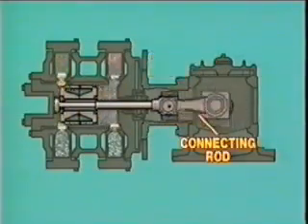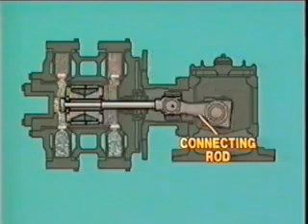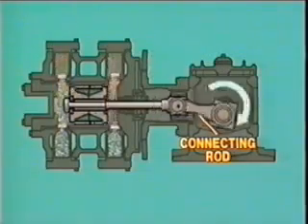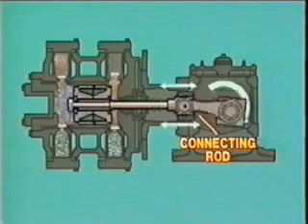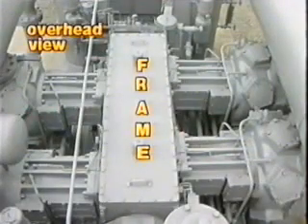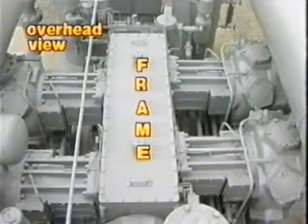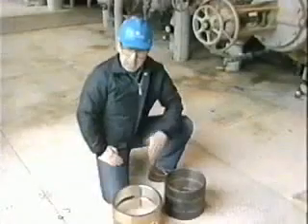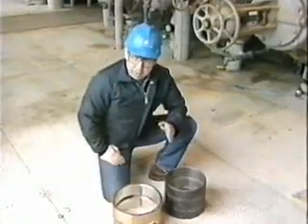The connecting rod joins the crosshead to the crankshaft, transferring the circular motion of the crankshaft to the horizontal movement of the crosshead. The frame of the compressor houses the crankshaft and provides central support for the crosshead guides and the cylinders. Now let's talk about bearings.